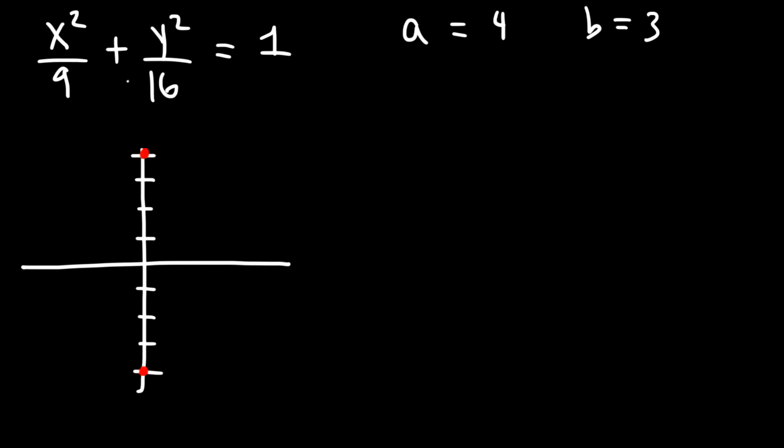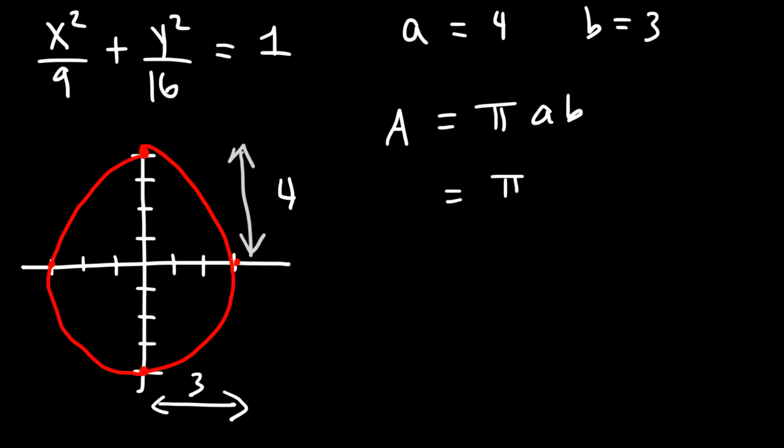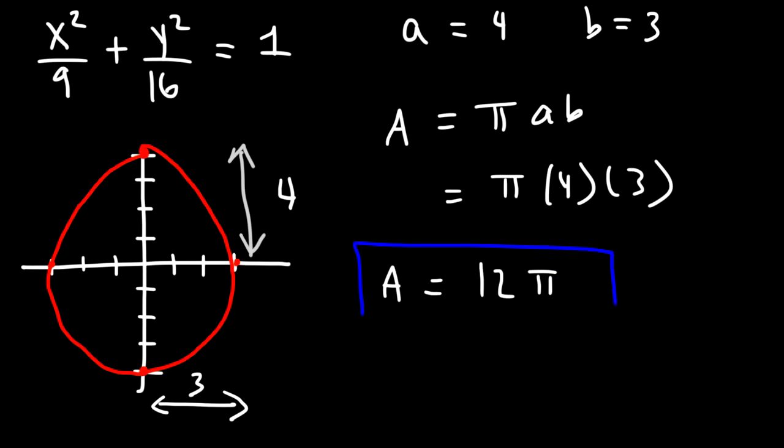Now B is 3, and that's under the x variable, so we've got to go 3 units to the right along the x-axis and 3 units to the left relative to the origin. So our ellipse looks something like this. So we can see that A is equal to 4 and B is 3. So the area is going to be pi AB. So it's pi times 4 times 3. So in this example, the area of the ellipse is 12 pi square units.